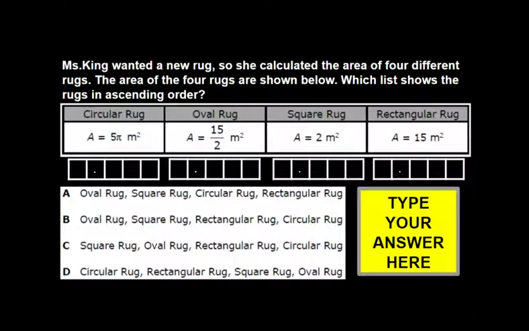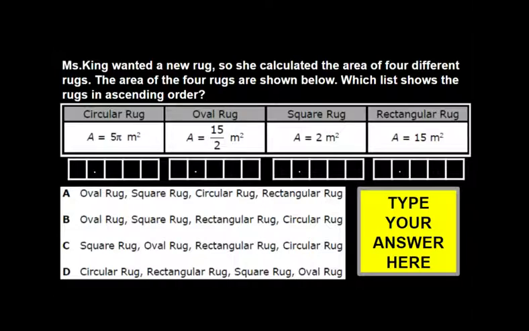this. So this first one says, Miss King wanted a new rug, so she calculated the area of 4 different rugs. The area of the 4 rugs are shown below. Which list shows the rugs in ascending order? So we're going to need to reference our vocabulary, okay, if you don't know what that word ascending means. Because yesterday's assignment, we talked about how ascending means this and descending means that, okay?